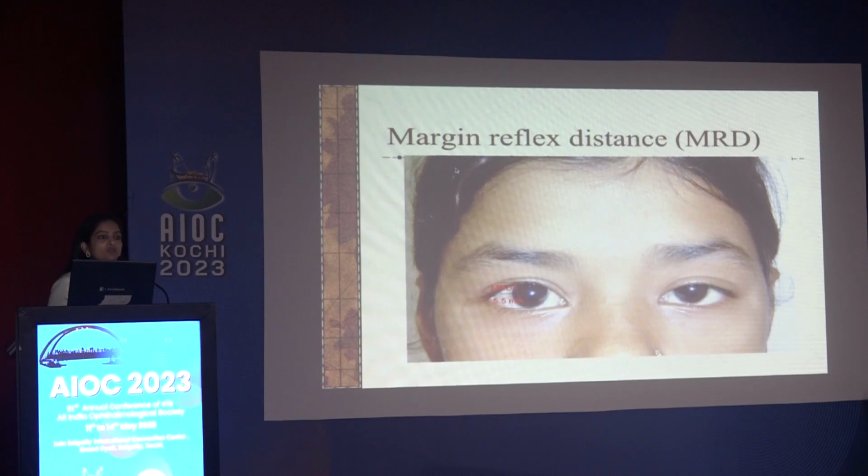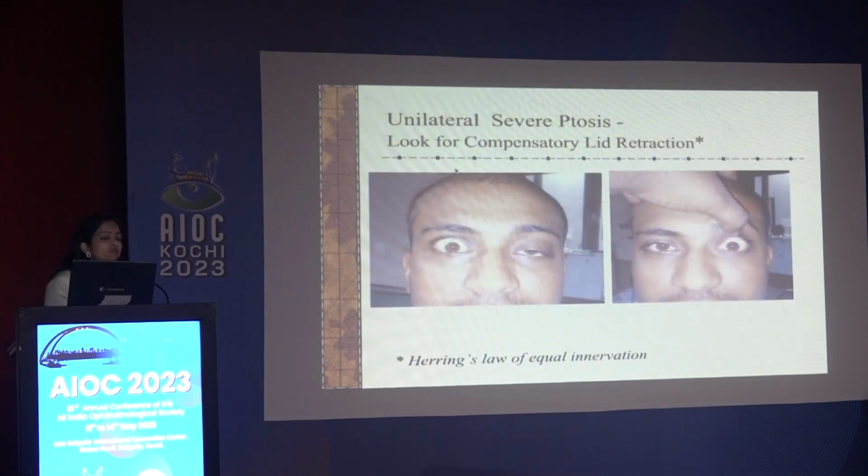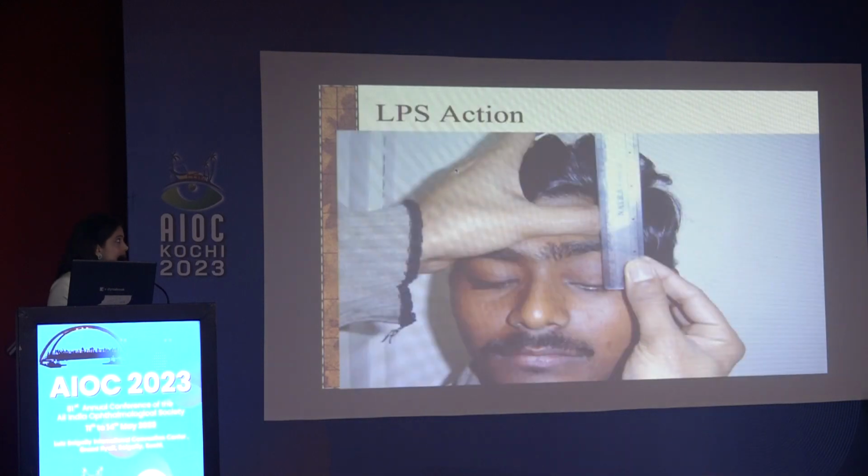MRD, that is the margin to reflex distance, is important to calculate the amount of ptosis, and we can grade the ptosis accordingly into mild, moderate, and severe. In mild ptosis, the amount is 2 millimeters, moderate is 3 millimeters, and severe is 4 millimeters or more. Always look for a compensatory response in the other eye, and there may be a lid retraction because of Hering's law of innervation when there is a unilateral severe ptosis in one eye.